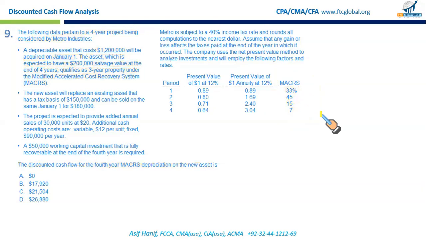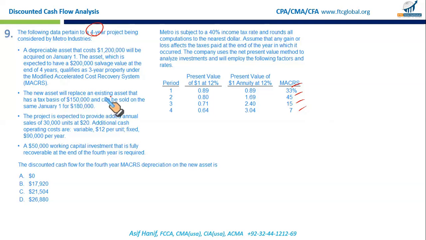So this property qualifies as 3-year property. Remember, if it's MACRS for 3 years, you will get 4 rates. And this 4th year rate, basically this 7, represents the book value of the asset at the end of the 3rd year, right? If the asset qualifies as 5-year property under MACRS, you will see there are 6 rates. And the 6th year rate is basically the book value of the asset at the end of the 5th year. So we have been given the depreciation rates, 4-year project.